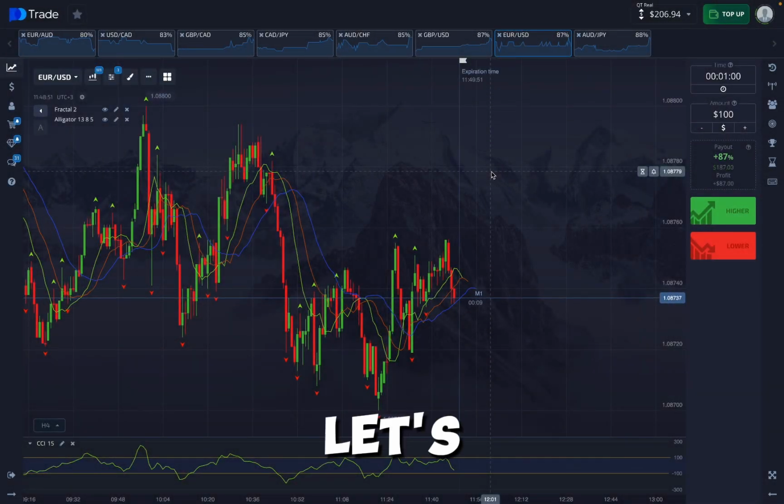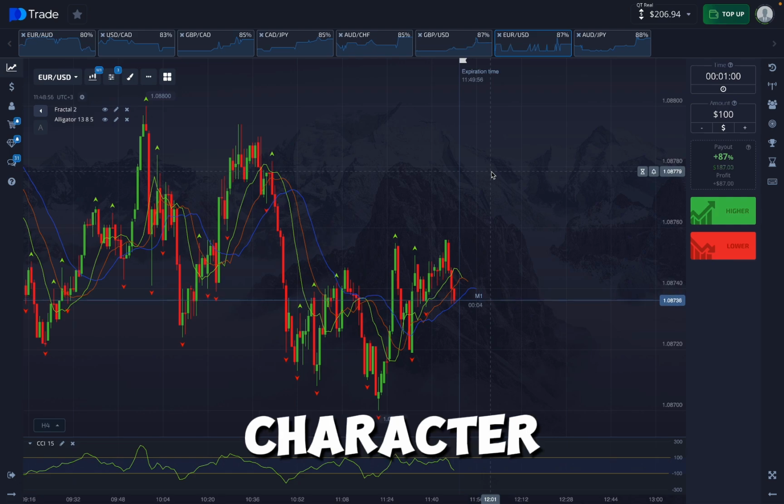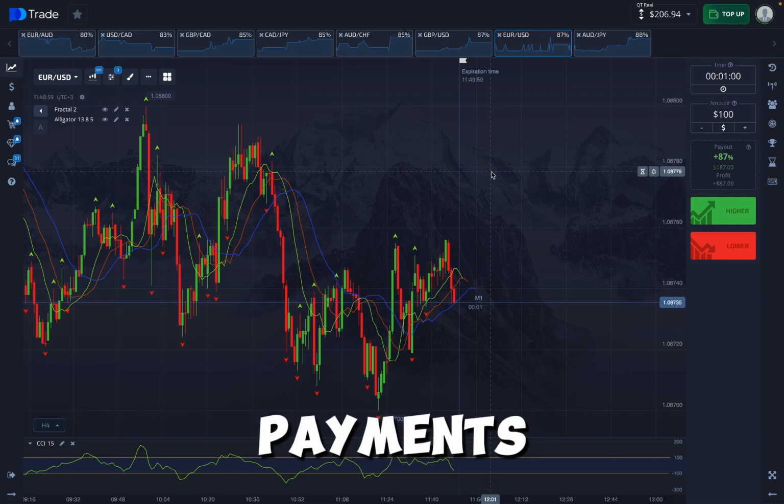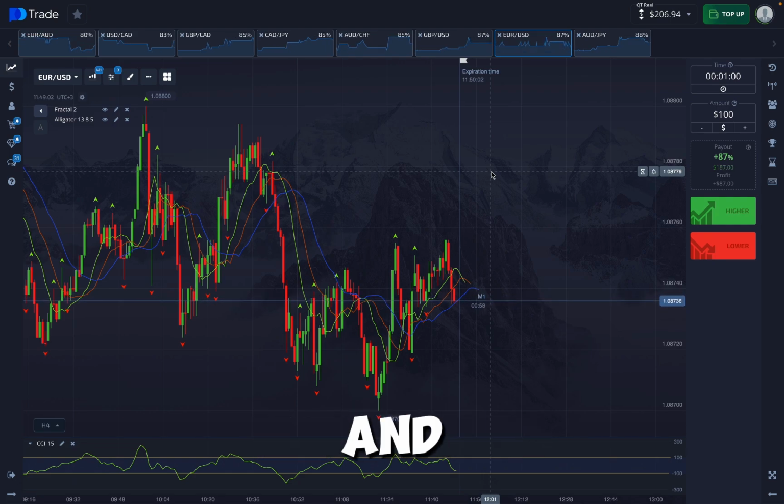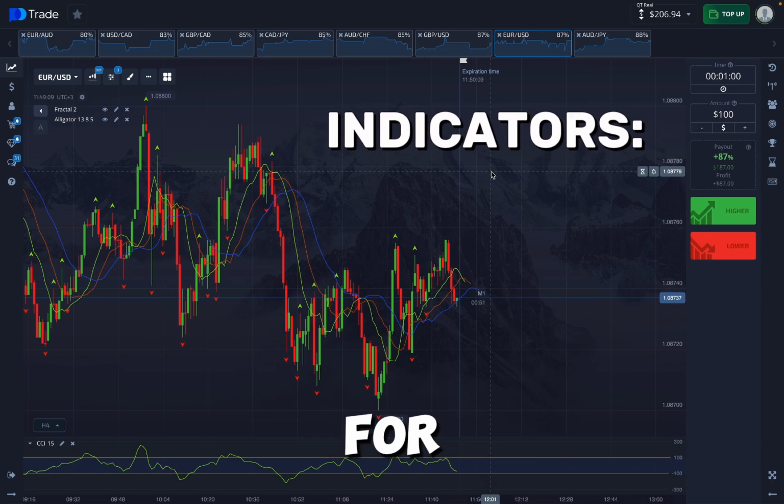So, let's proceed to our today's trade. All currency pairs with the most optimal character of movement and interest on payments. I have already analyzed and picked up. This selection you can see with your own eyes. Let's take apart the following indicators for today.